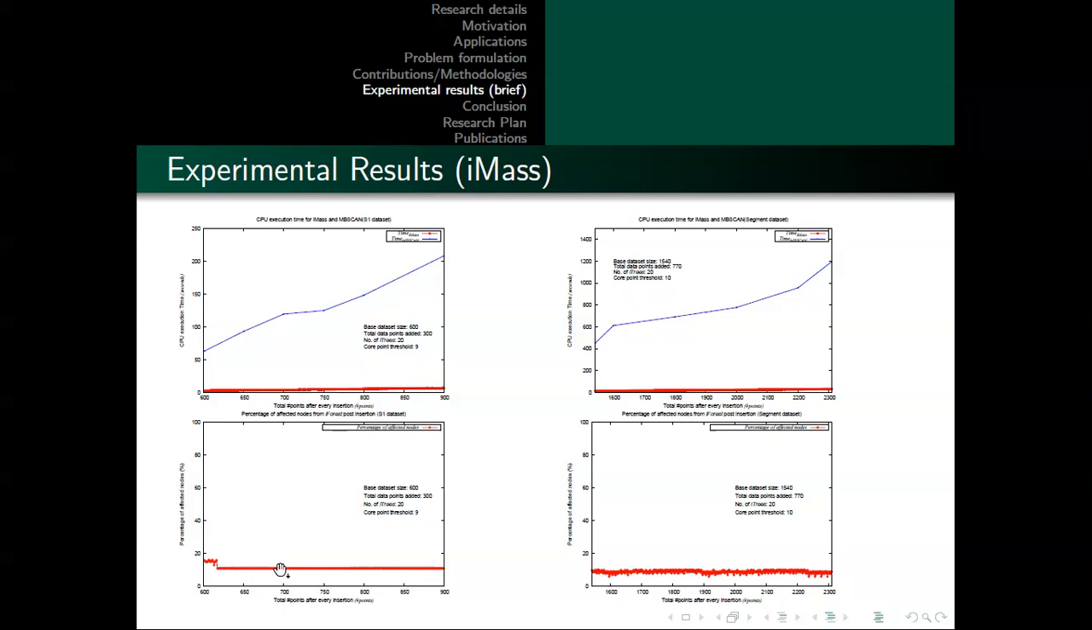a data set called S1. So this is a synthetic data set. Similarly, for a data set called segment, which is a real world data set, you can see the percentage of affected nodes doesn't go up. The x-axis denotes the pointwise insertion. So as we keep on adding more and more points, we don't observe a significant increase in the percentage of affected nodes. It rather remains along expected lines. As a result, IMUS ends up achieving a high degree of efficiency as compared to the naive method.